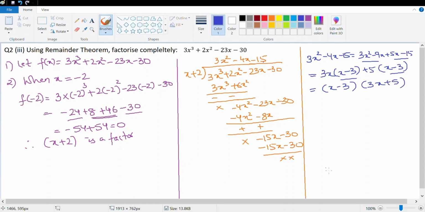So we've been able to factorize the given expression completely, but in the end we have to write our final answer with the question, which means 3x cubed plus 2x squared minus 23x minus 30 is equal to all the factors that we figured out.